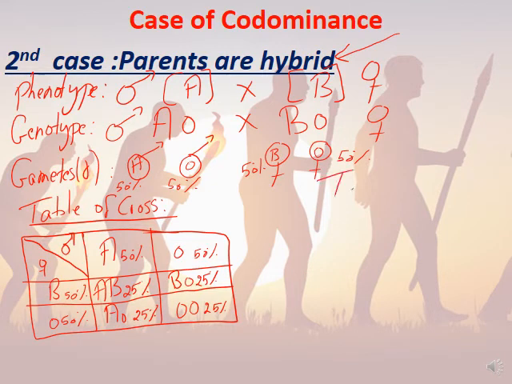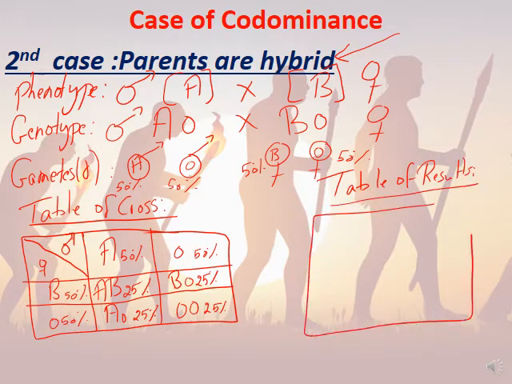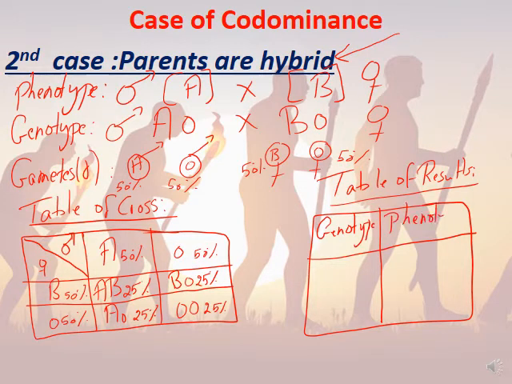Moving to the table of results. In this table of results, we'll have different results, as we will see. So genotype will code for the phenotype. So first of all, we have AB, 25%. This will code for what? 25% individuals having blood group AB.